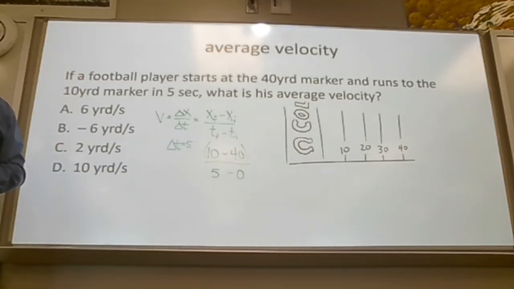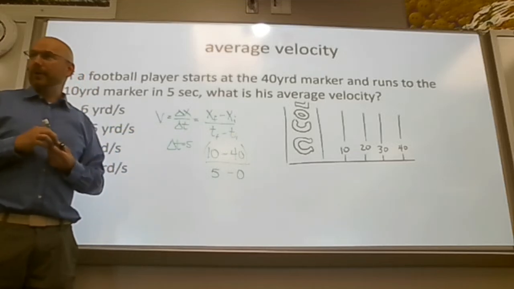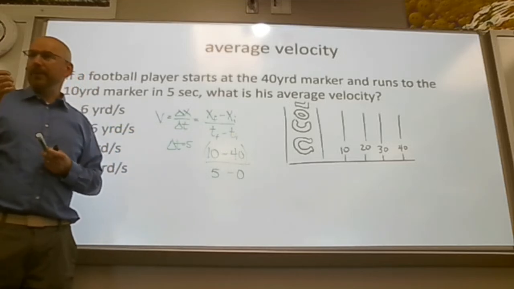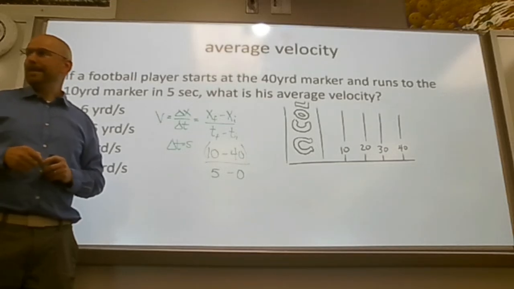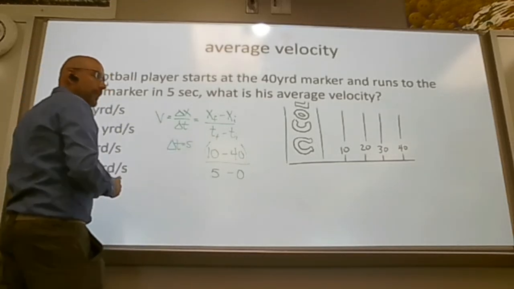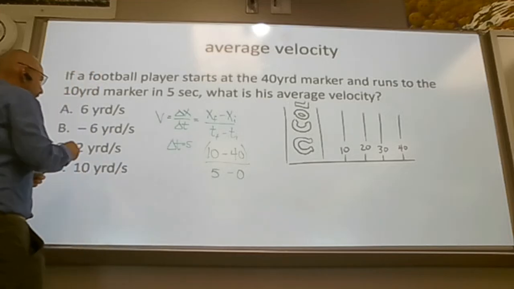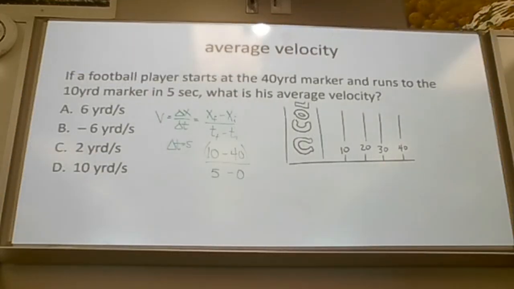This is helpful if we were, kind of like what you were doing on your lab, the first lab where you're having to read the stopwatch on the fly. So you get negative 30 over 5, negative 6 yards per second. Good with that? Okay.